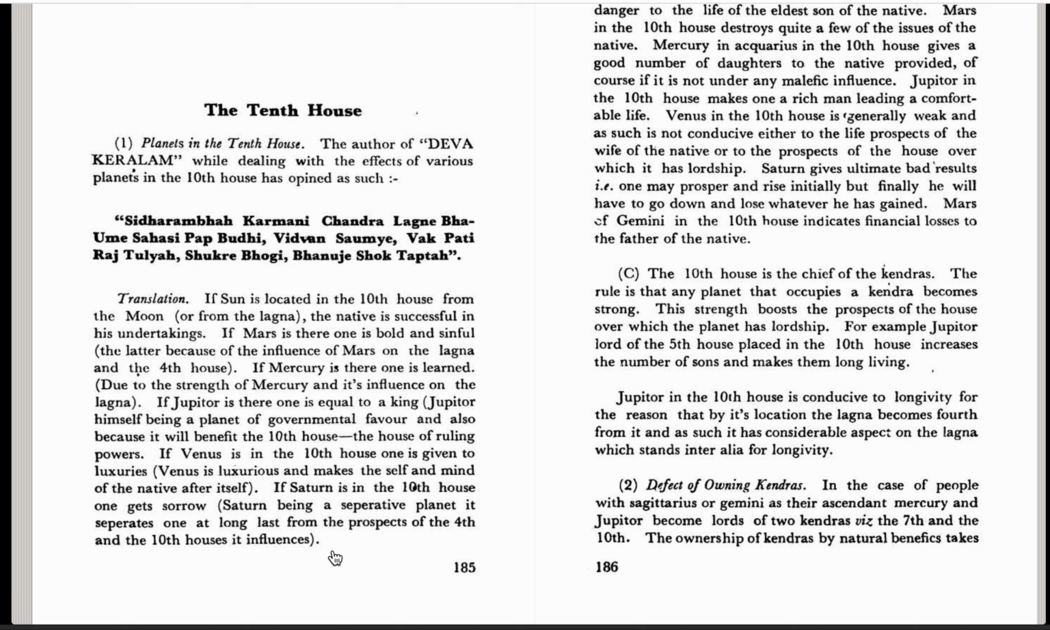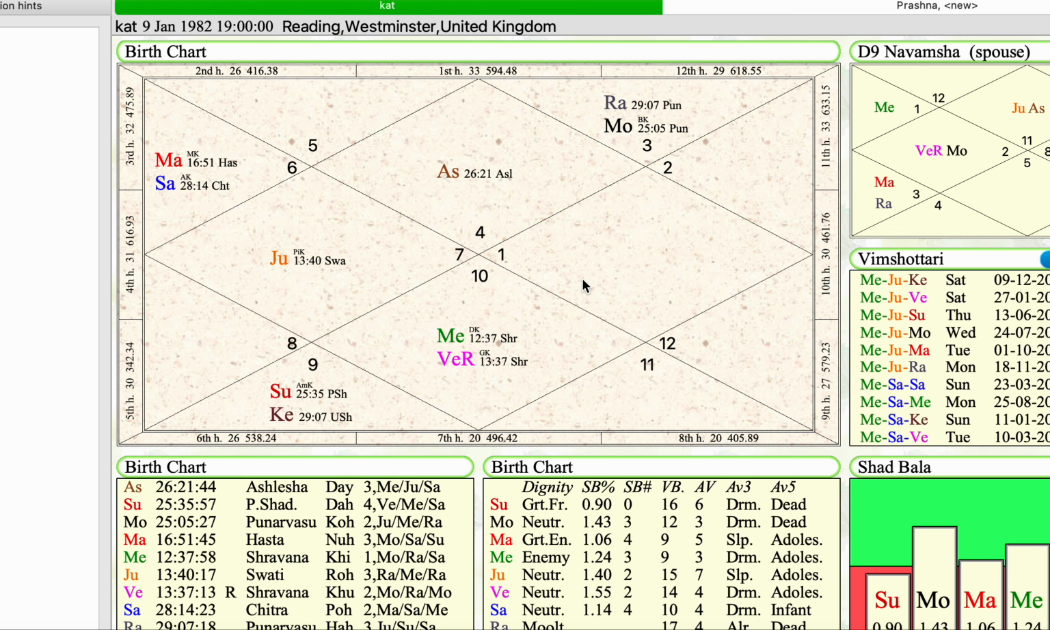Saturn is in the 10th house, and one gets sorrow. Saturn being a separative planet, it separates one at long last from the prospects of the 4th house, the 10th house, its influence. Okay, so see why it gets sorrow, because this person is very workaholic, very focused and very much into work.